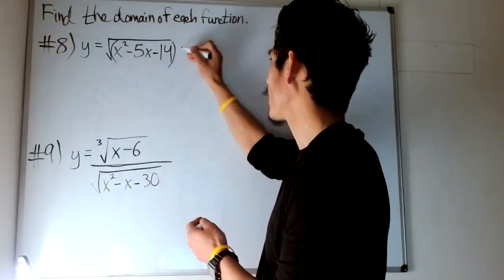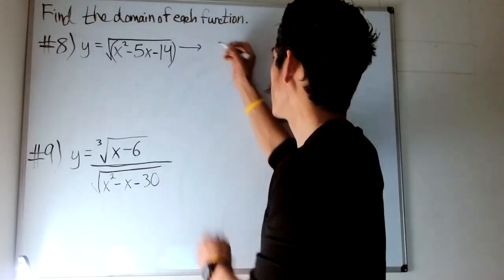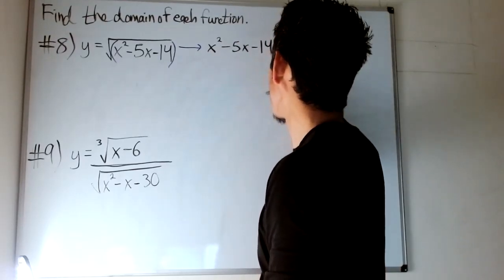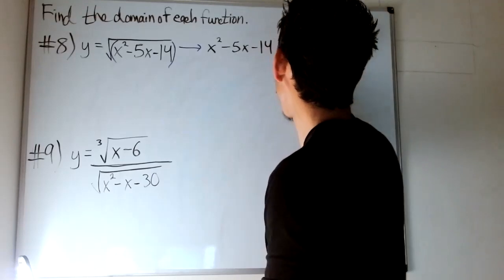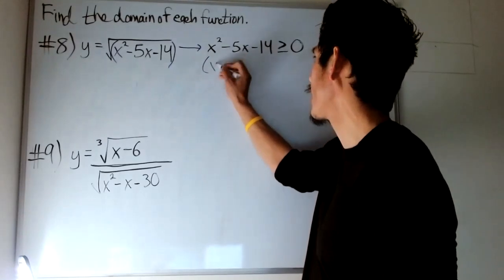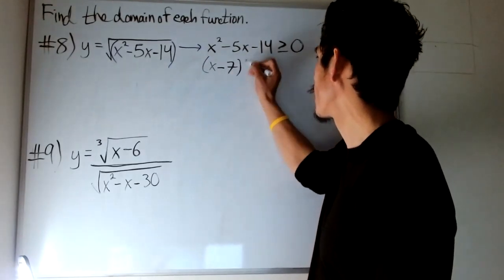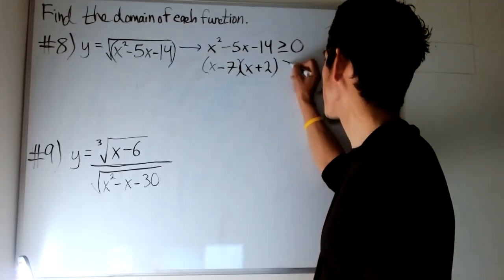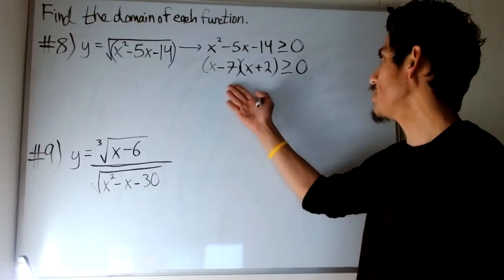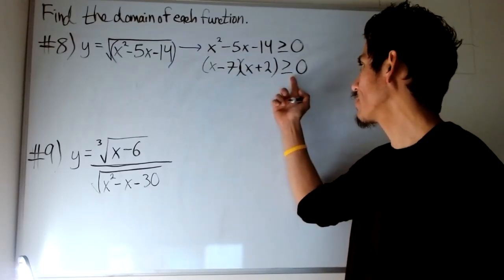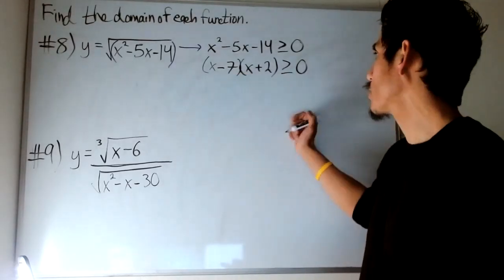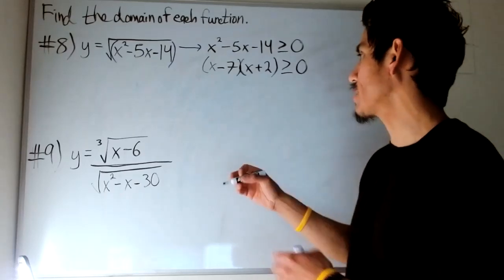So that's where we start. We want x squared minus 5x minus 14 to be greater than or equal to 0. Now, what we're going to do is factor this into x minus 7 times x plus 2, and then that has to be greater than or equal to 0. So the way you can get a positive number is if they are both positive or if they are both negative. So if they're both positive, let's do that case first.